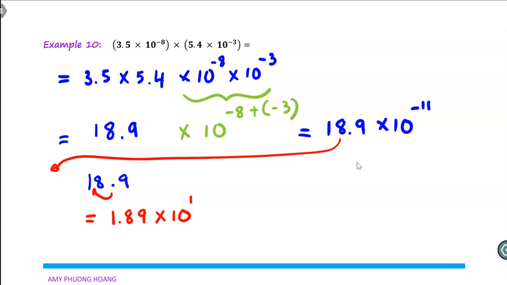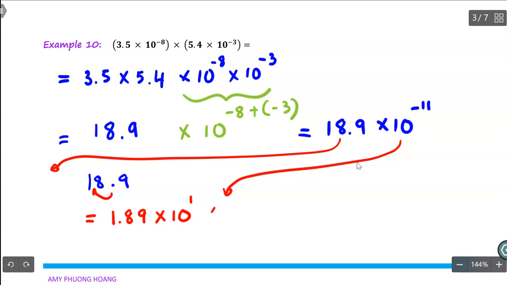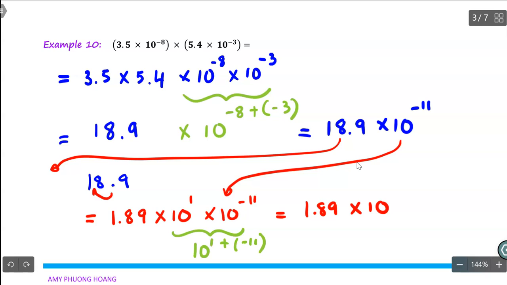Now you still have this to take care of, so you have to write 10 to the negative 11 here. And in the end, you are going to have 1.89 again times 10 of these two combined. So 10 to the 1 plus the negative 11. In this case, it should be negative 10.